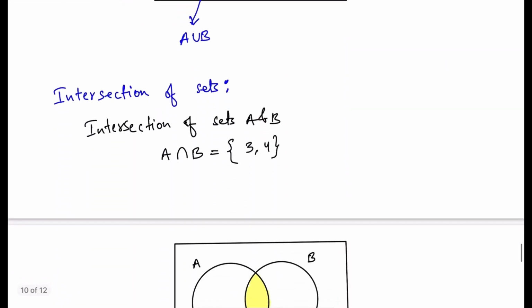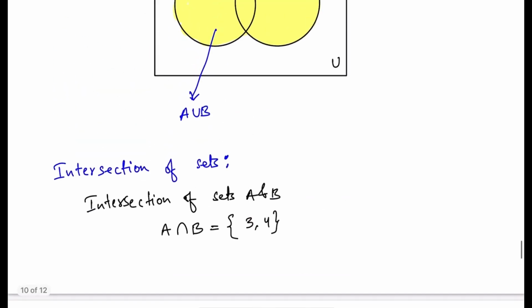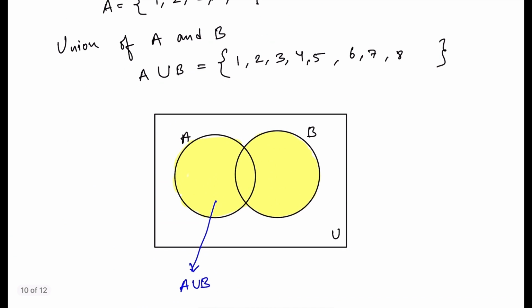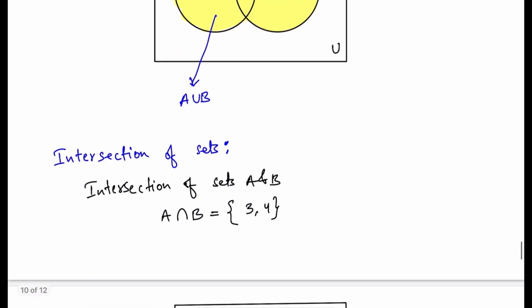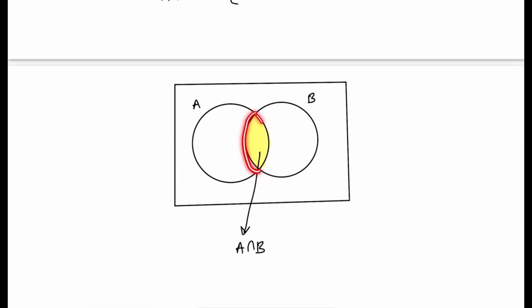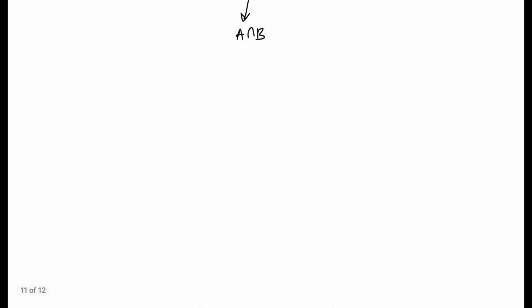Then we have seen intersection of sets. The intersection of sets A and B was a set that is a collection of elements which are common between A and B. Then we have seen the Venn diagram for union. This is the region that represents A union B. Similarly, this is the region that represents A intersection B. Next, we will move on to difference of sets.